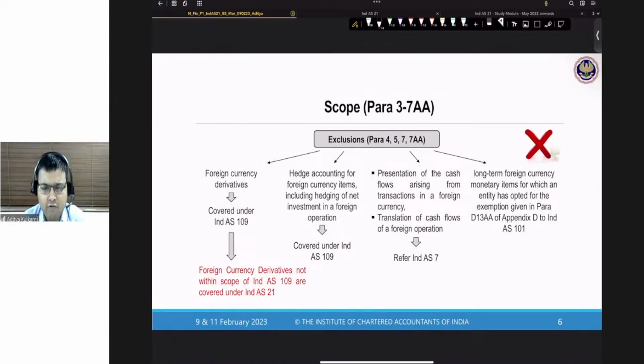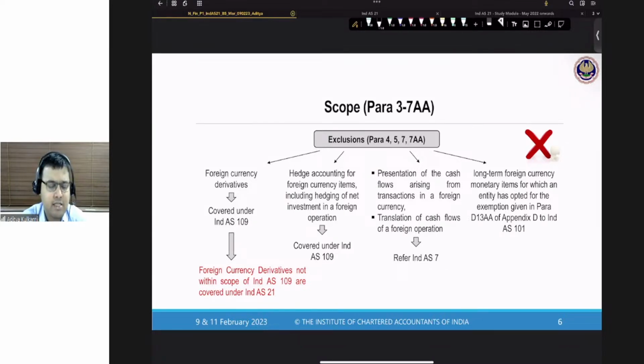What is excluded from here? Obviously, the common items. You are excluding those items which are covered separately under other Ind ASs. For example, foreign currency derivatives are covered under Ind AS 109. So those are excluded. But those derivatives which are not within the scope of 109 are covered under this standard. We'll have a look. Hedge accounting for foreign currency items is covered specifically under Ind AS 109.